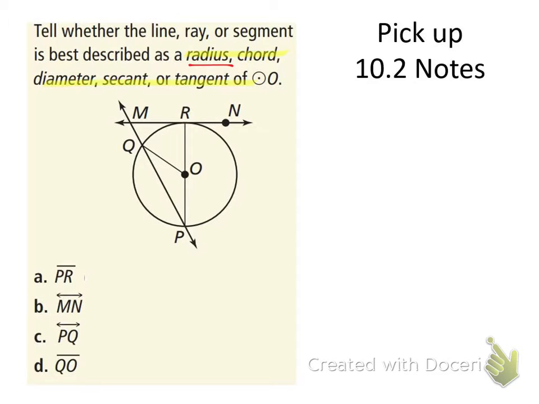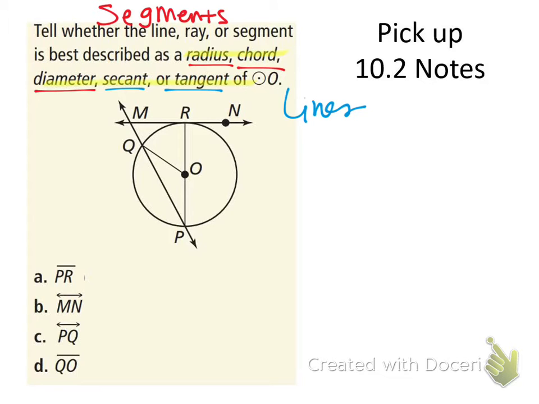The radius is a segment. What else is a segment? A chord, and then what else? Diameter. So radius, chord, diameter are segments, which means which of them are lines? Secant and tangent. Okay. A radius is a segment.